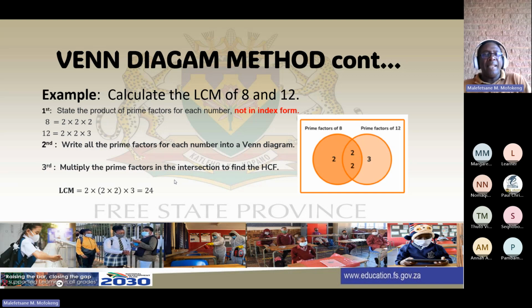Therefore, because we want the LCM, we have to multiply all the terms. It will be 2 multiplied by 2 multiplied by 2 multiplied by 3, which is going to give us 24. And 24 becomes our LCM of the two numbers, 8 and 12.